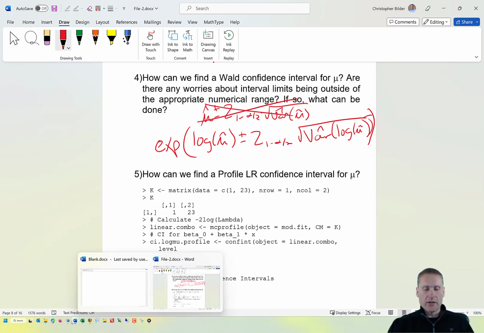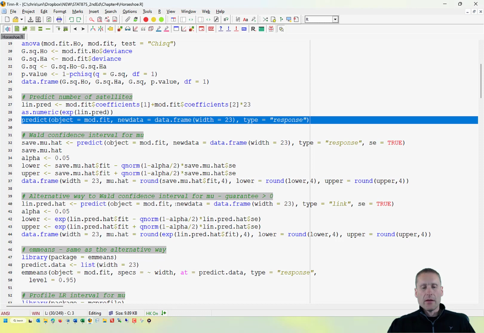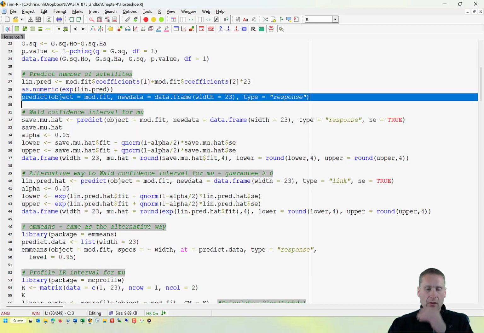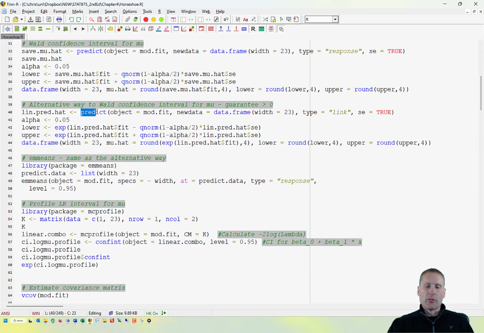How can we do that calculation in R? Well, we apply some very similar techniques to what we did when we found a confidence interval for pi from our logistic regression model. I'm going to use the predict function again, object equal mod.fit. Newdata contains my width of 23. But now I'm going to use type equal link. What that's going to do is give me a confidence interval for the log of mu. Then se equal true gives me my corresponding standard error that I need for the interval for the log of mu. So let's go ahead and do that.